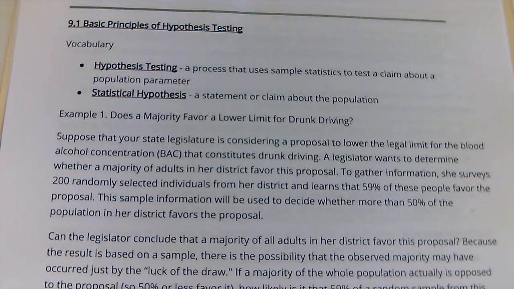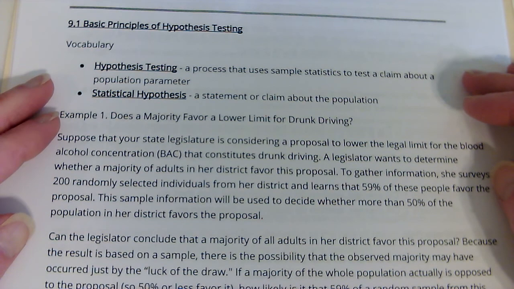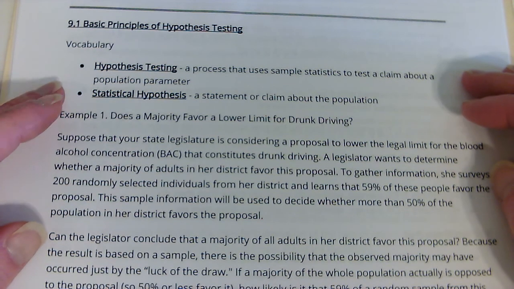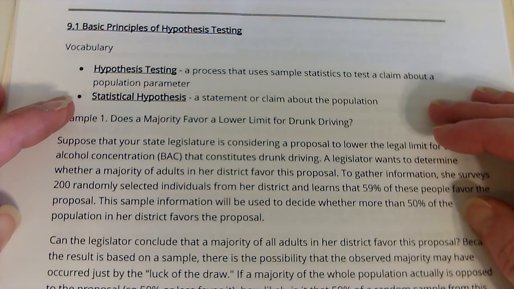So in the last chapter we looked at confidence intervals, and we were trying to estimate a parameter, something about the population, by using an interval. In this chapter we're looking at something called hypothesis testing. And this is just a process where we use a sample statistic to test a claim about the population parameter. So the hypothesis is a statement or claim about the population.